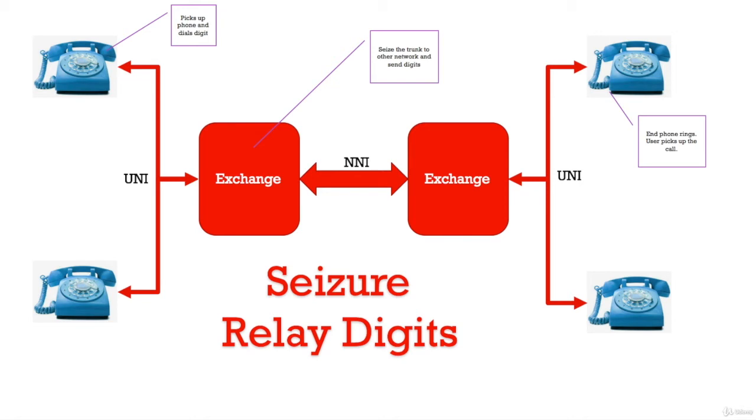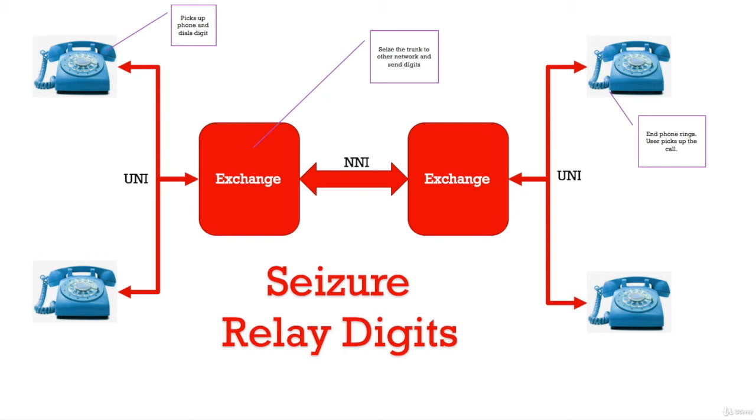So overall, there are two sets of protocols. One is between the user equipment and the network provider. This is called UNI, that is User Network Interface. And there is another set of protocols called network to network interface, which is between exchanges. These exchanges could be from the same operator or from different operators.